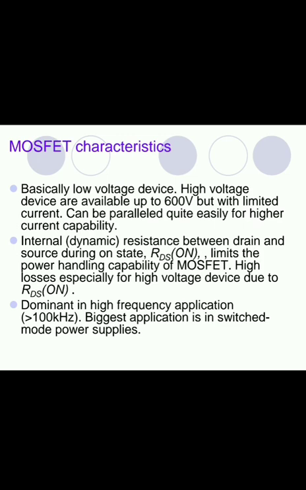If you see, you will get the MOSFET with higher voltage that can be up to 600 volt, but with limited current. If you see its internal resistance between drain and source, that limits the power handling capacity of a MOSFET. And high losses, especially for the high voltage devices, because of resistance. Which resistance? Internal drain to source resistance.